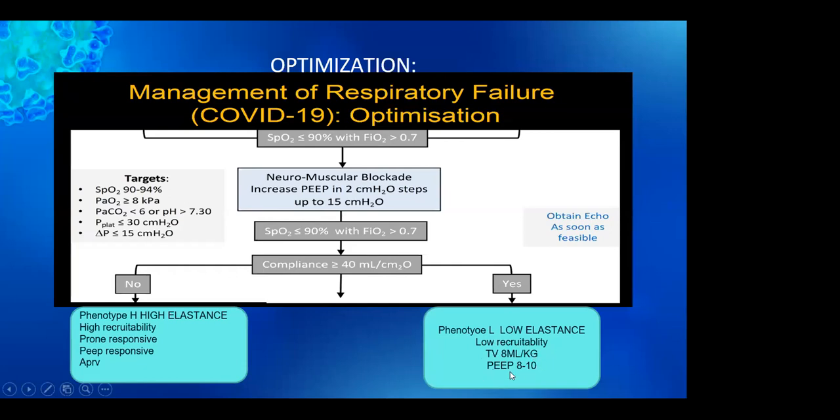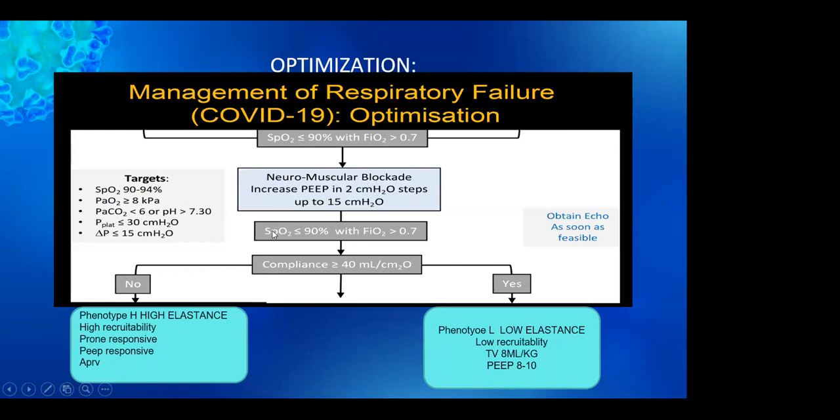And they kept the PEEP at 8 to 10, a moderate PEEP, which is again opposite to typical ARDS management, where you keep the PEEP high and keep the target volume low. But here, in the L type of lung, which was a compliant lung, they kept the target volume high and PEEP low.